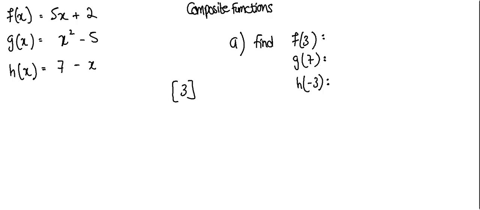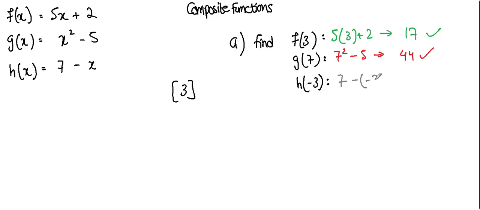Okay. Ayan, what did you get for the first one? 17? Yes, that's correct. Arisha, what did you get for the second one? 43? 7 squared minus 5 is 49. 49 minus 5 is, I think, 44. It's okay. I think you do understand the concept. That's fine. Abdullah, what did you get for the third one? 10. That's great.